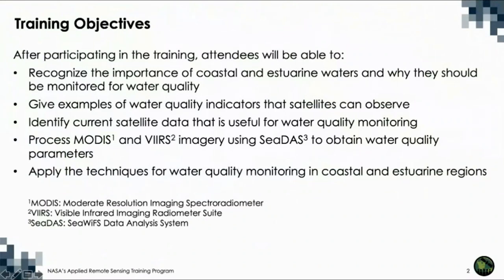Overall training objectives are to recognize the importance of coastal and estuarine waters and why they should be monitored for water quality; give examples of water quality indicators that satellites can observe; identify current satellite data that is useful for water quality monitoring and specifically process MODIS and VIIRS imagery using CDAS to obtain water quality parameters; and finally, apply these techniques for water quality monitoring in coastal and estuarine regions.